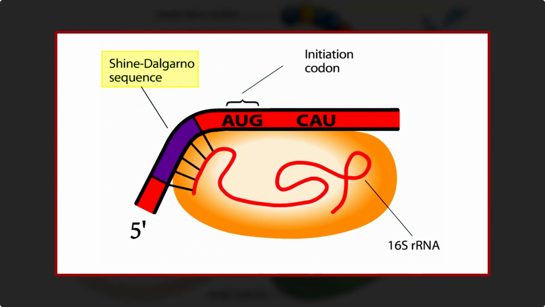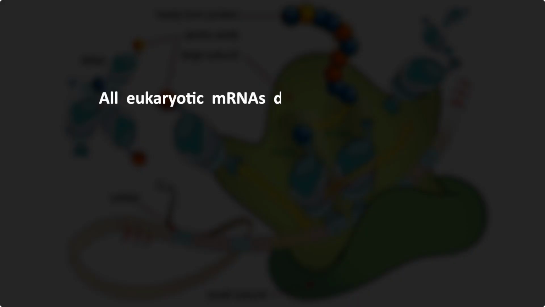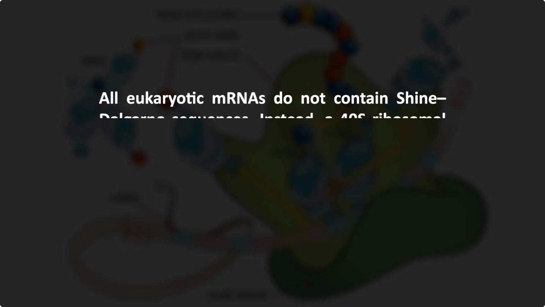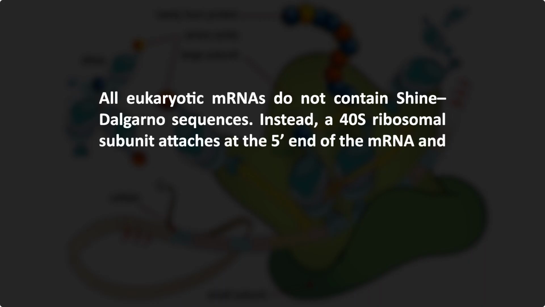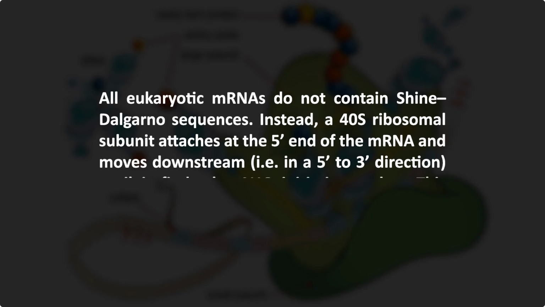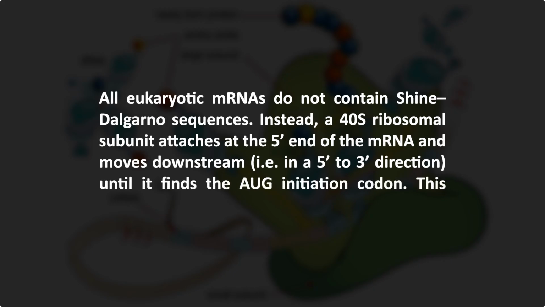The main difference between initiation of translation in prokaryotes and eukaryotes is that in bacteria, a Shine-Dalgarno sequence lies 5' to the AUG initiation codon and is the binding site for the 30S ribosomal subunit. In contrast, eukaryotic mRNAs do not contain Shine-Dalgarno sequences. Instead, a 40S ribosomal subunit attaches at the 5' end of the mRNA and moves downstream, that is in the 5' to 3' direction, until it finds the AUG initiation codon. This process is called scanning.